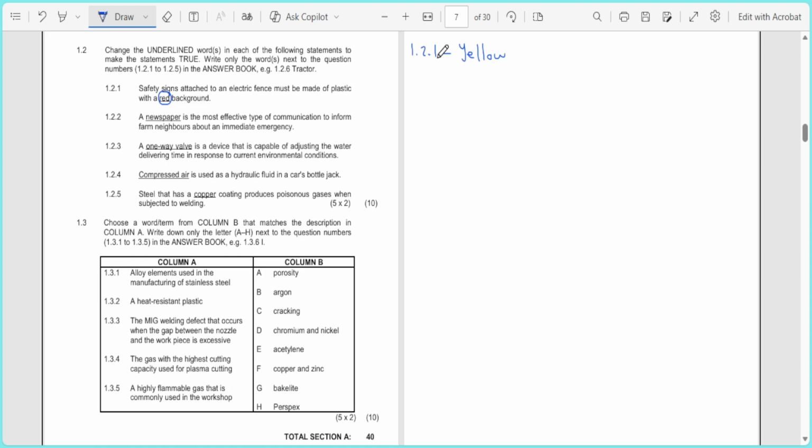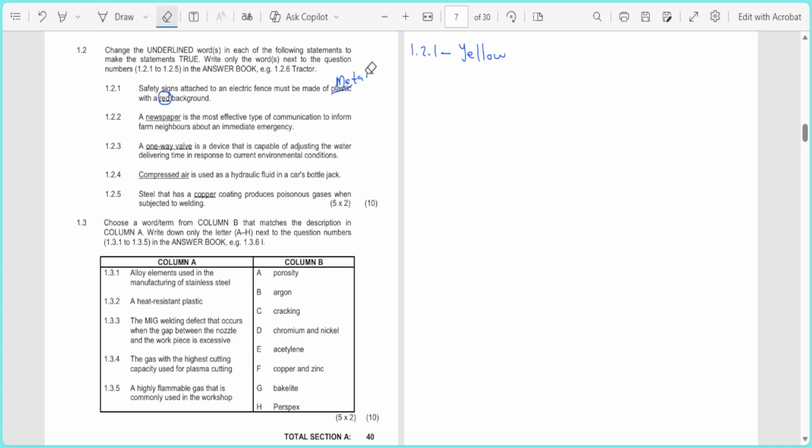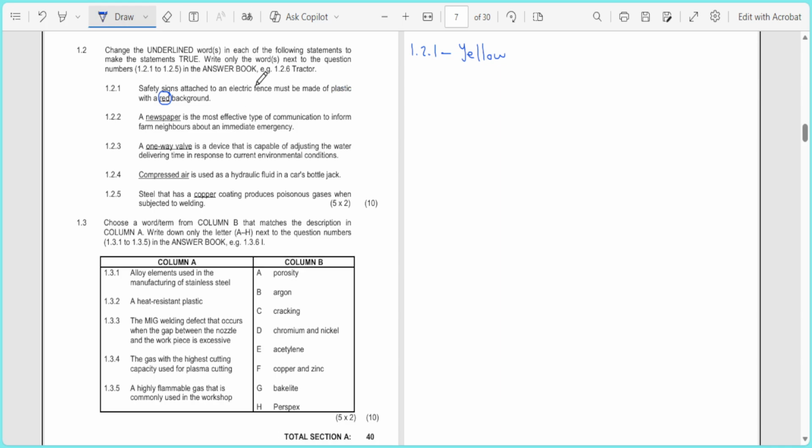Now, metal signs are, you know, I'm not sure about the plastic, but let's just focus on the underlined words. I think instead of saying plastic, they should have said metal in this case, but that's fine. Let's not argue with the examiner on this one. Let's just roll with the question. Now, I'm saying yellow because of standards. Not red, but it should be yellow.